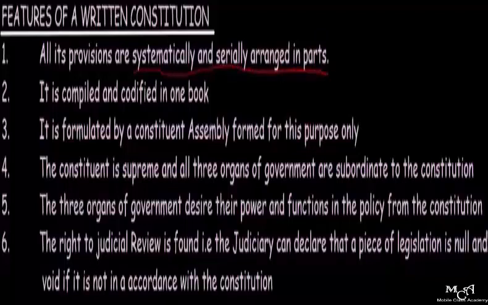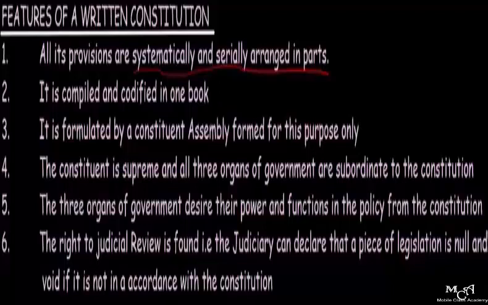You know that your textbook, for instance, is divided into parts. Like your government textbook, I'm very familiar with that. It's divided into several parts, and even within those parts, it is broken down into several chapters. So that's how the constitution is. It is systematically arranged chapter by chapter.